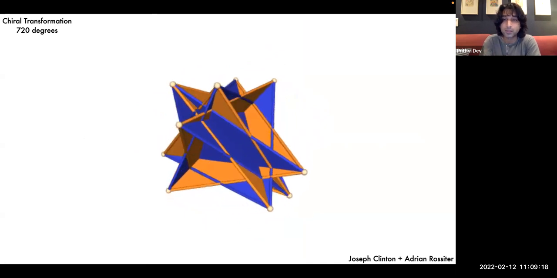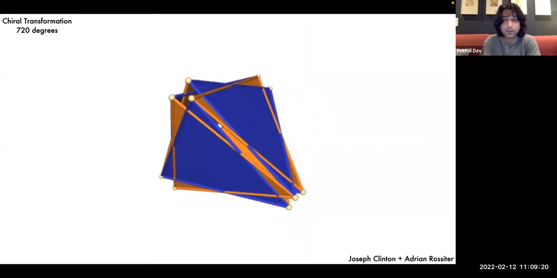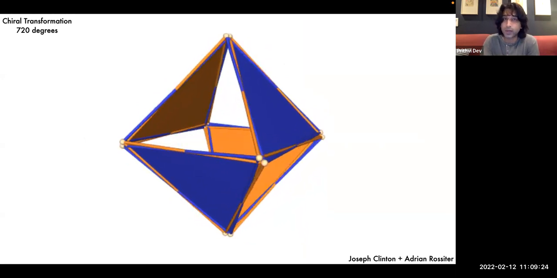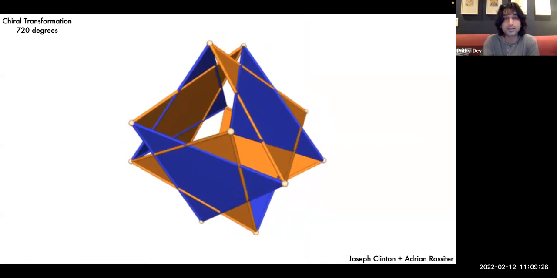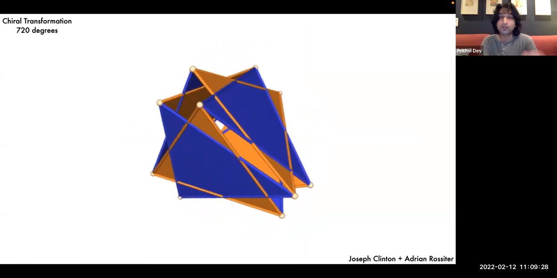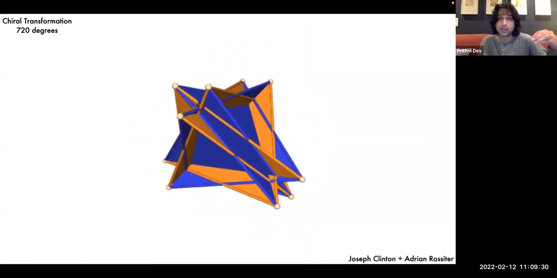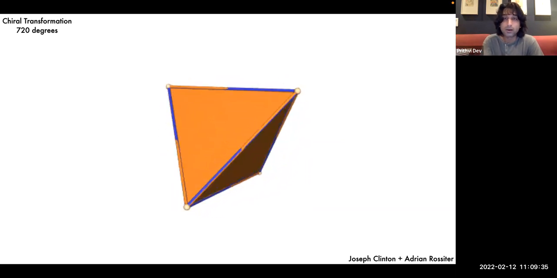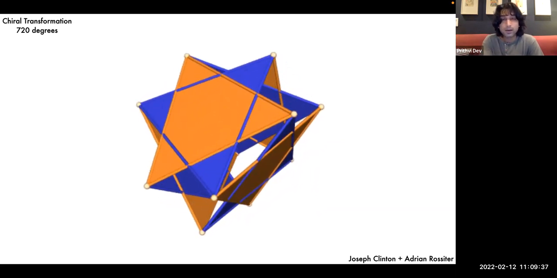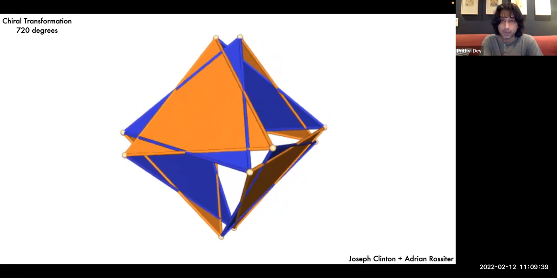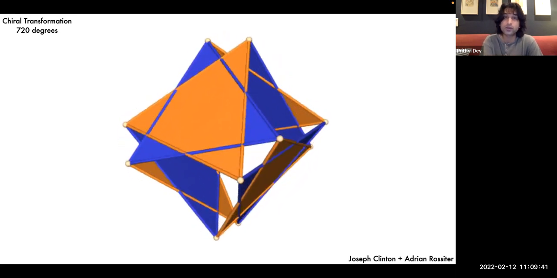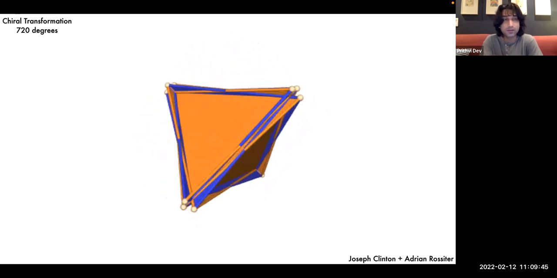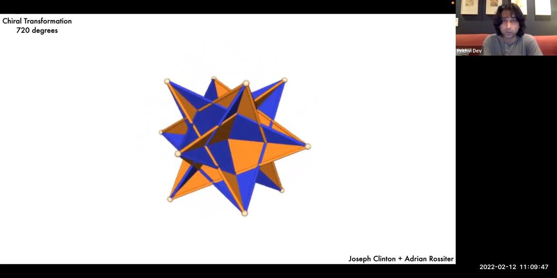And this is an animation made by Adrian Rossiter in the UK. The way Adrian has visualized this is starting from the expanded octahedron position. When the tetrahedron expands, it's expanding with 4 equilateral triangle gaps. So you see right here, there are 4 gaps which are also equilateral triangles. And this structure is going through a 720 degree rotation.